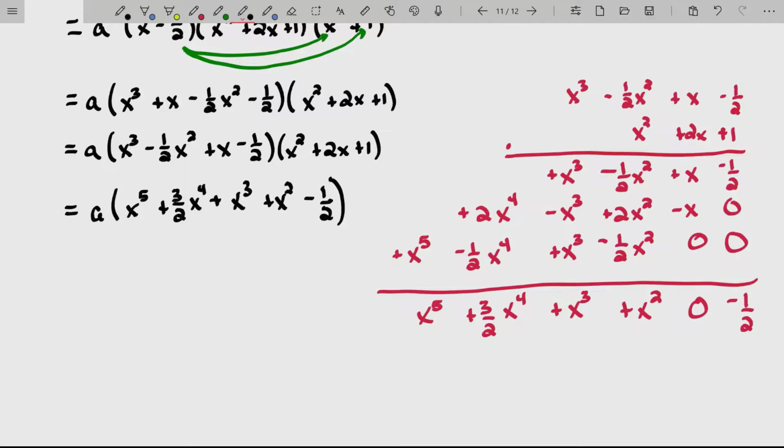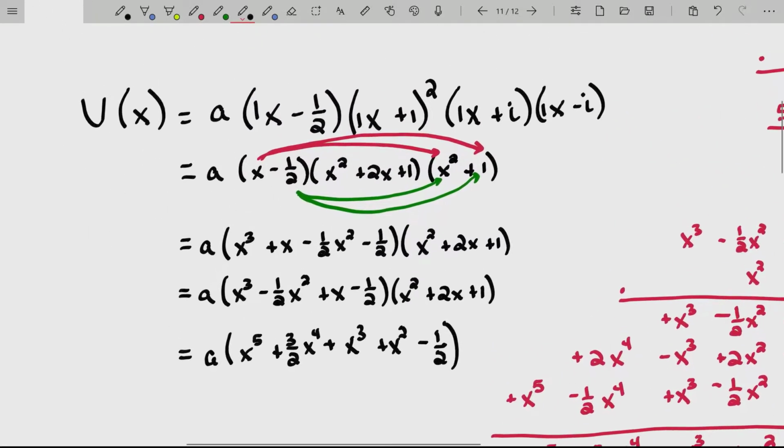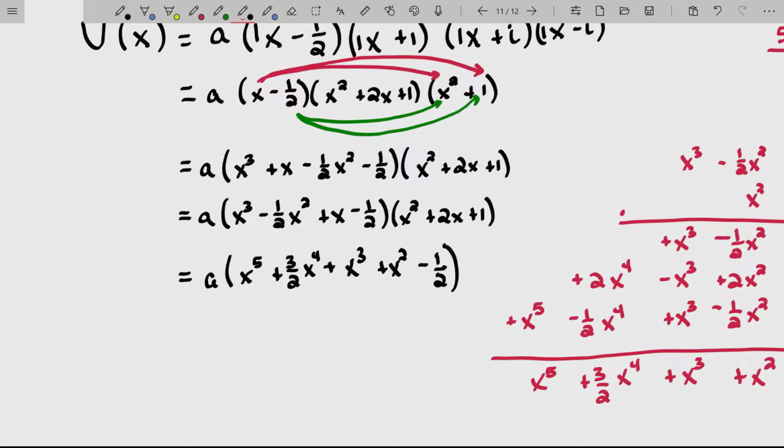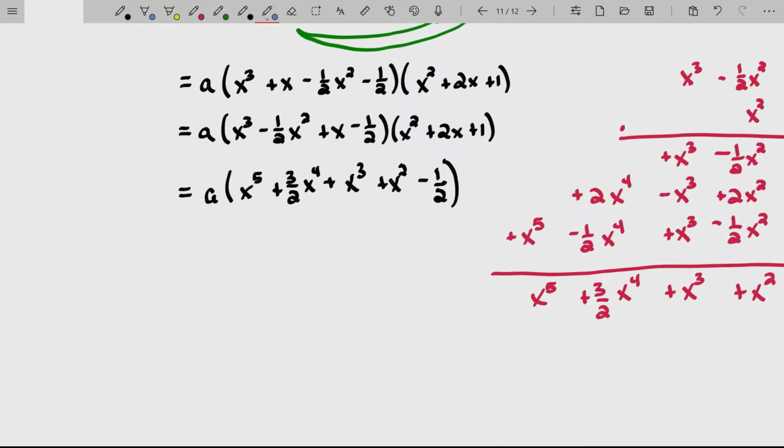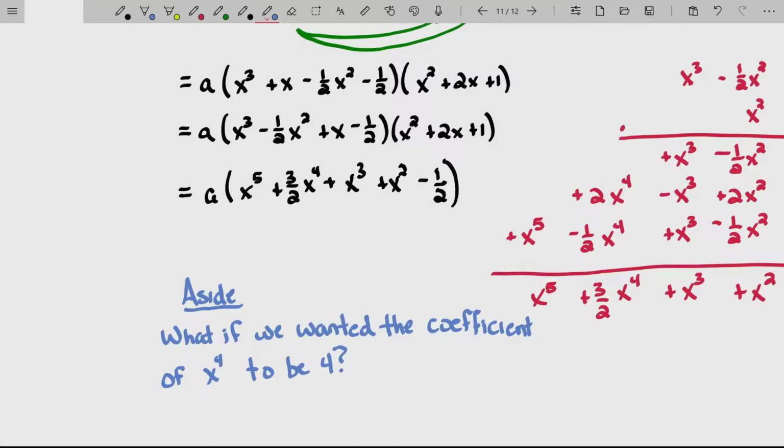Now, again, from the get-go, I had said that really, because we wanted the leading coefficient to be 4, it was obvious that a was going to be 4. But what if I told you that I wanted the coefficient of x to the 4th to be 4? Just for giggles, let's just pretend, as an aside, what if we wanted the coefficient of x to the fourth to be 4? Now remember, we're pretty much done with this problem, by the way. If you let a equal 4 here, you get 4x to the fifth plus 6x to the fourth plus 4x cubed plus 4x squared minus 2.